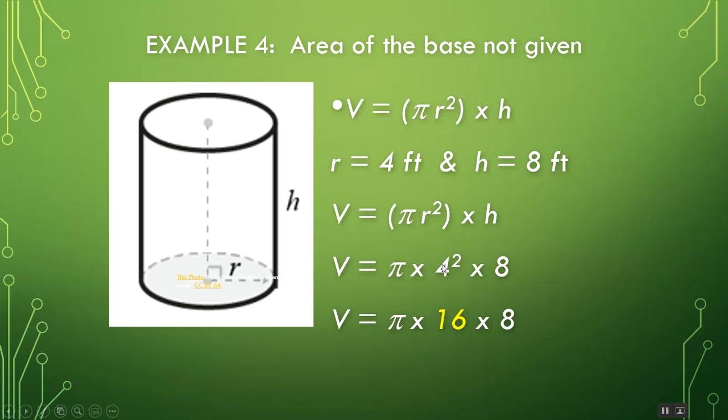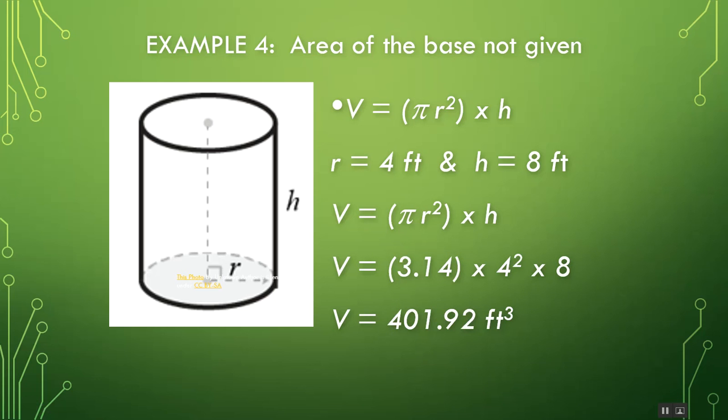Remember, we're going to give our answer in terms of pi. So we're going to take 8 times 16 pi. So 128 pi feet cubed. That's our answer. What about the exact answer? Well, for the exact answer, we'd substitute 3.14 in for pi, and we'd go ahead and we get 401.92 feet cubed. Now you ask yourself, self-check. What's the answer rounded off to the nearest hundredth, the nearest tenth?